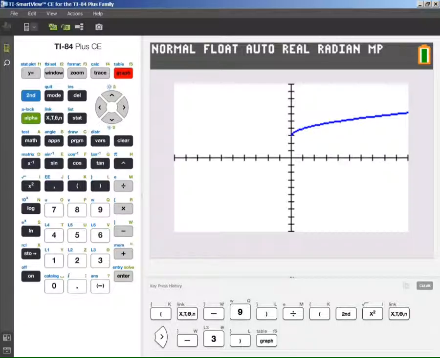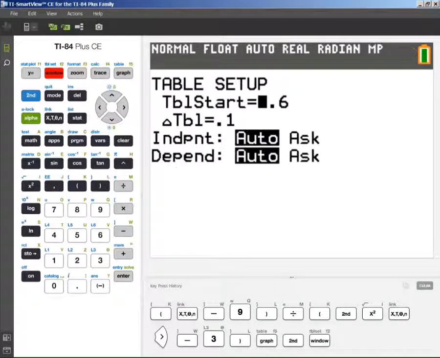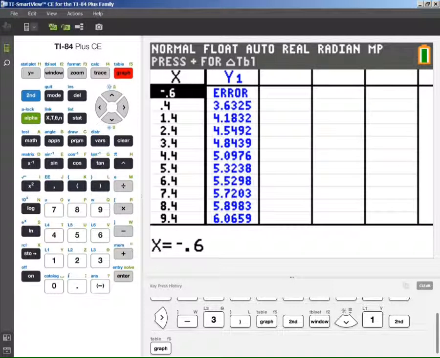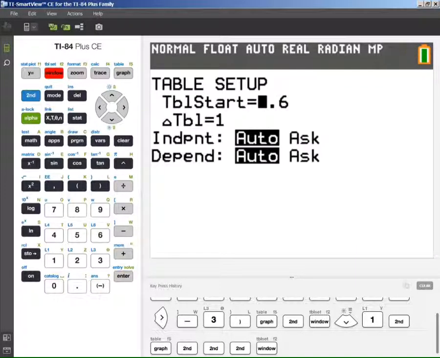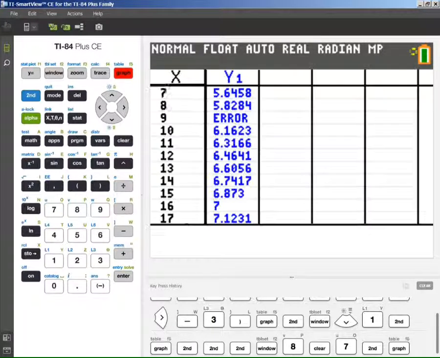Well, instead of plugging in a bunch of numbers like we did before, we can use the table here. I forgot to change the table set; I want to change this to 1 to show you what the table looks like. You hit second, then graph, because that's where the table is. I have a weird starting point, so let's start at 7. The table starts at 7, and you can use your arrows to go up and down the table.